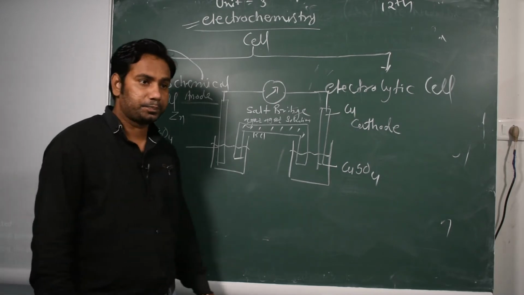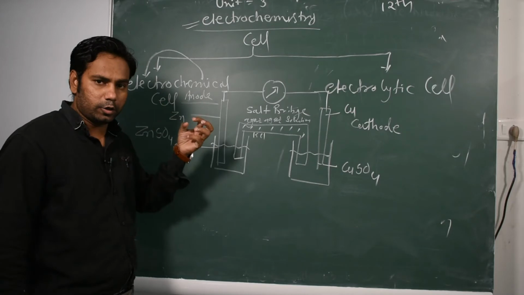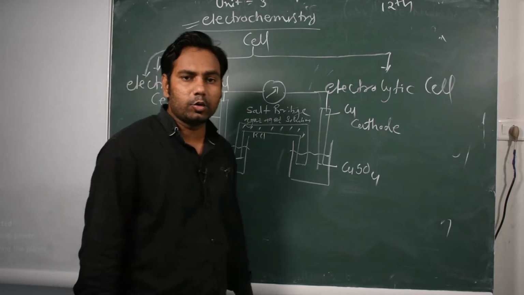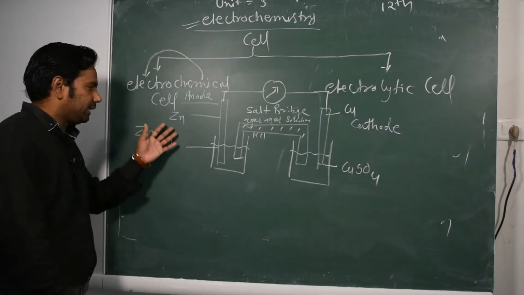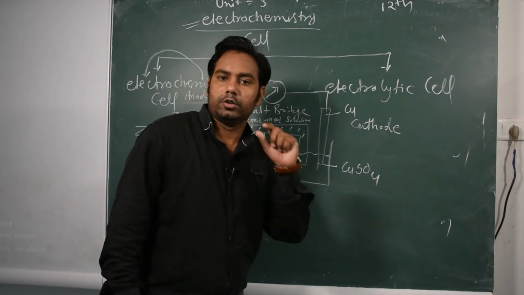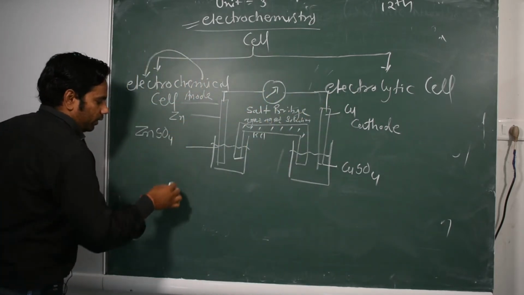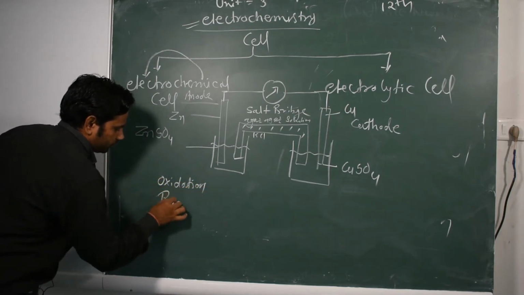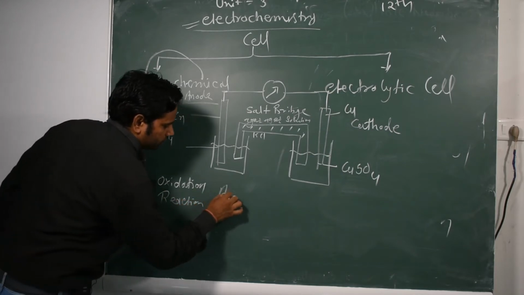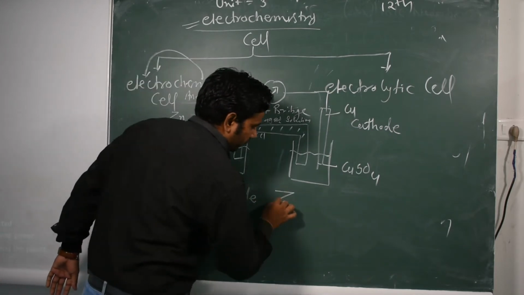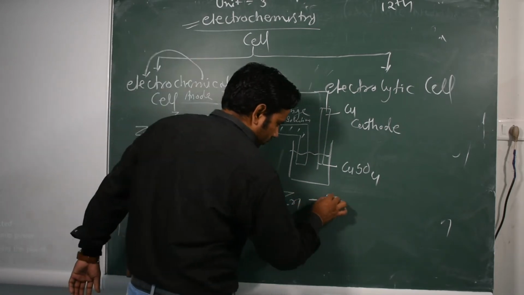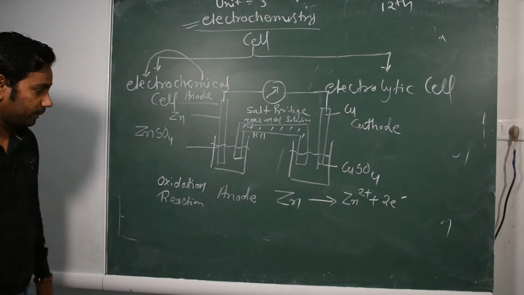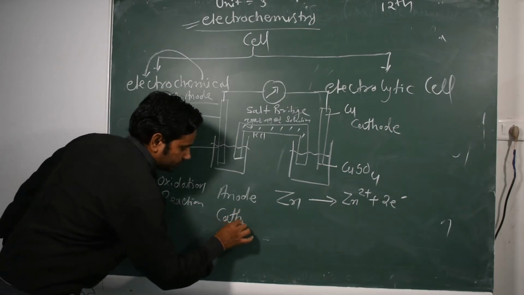What happens here? When we dip the zinc rod in the zinc solution, some reaction is possible. According to the electrochemical series, zinc is more reactive compared to copper, so zinc shows the oxidation reaction at the anode. Zinc converts into Zn2 plus and 2 electrons, as we already discussed.